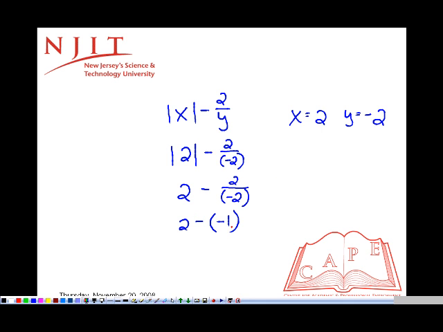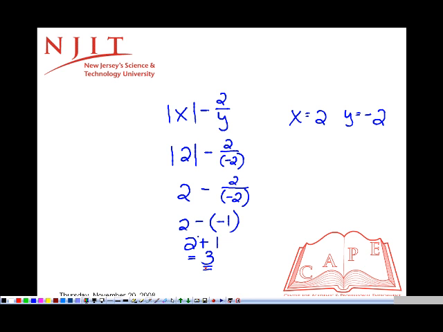So all we're left with is 2 minus a -1. And if you remember, two negatives make a positive, so a negative times a negative is a positive. So you simply have 2 plus 1. And the final answer you're given is 3.